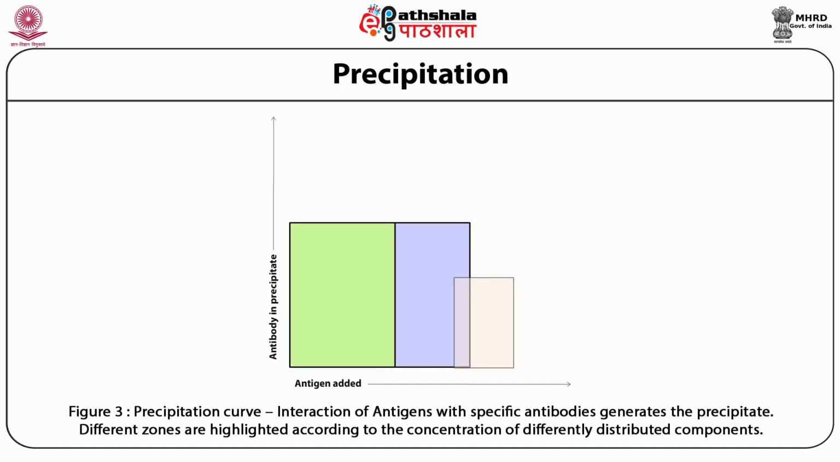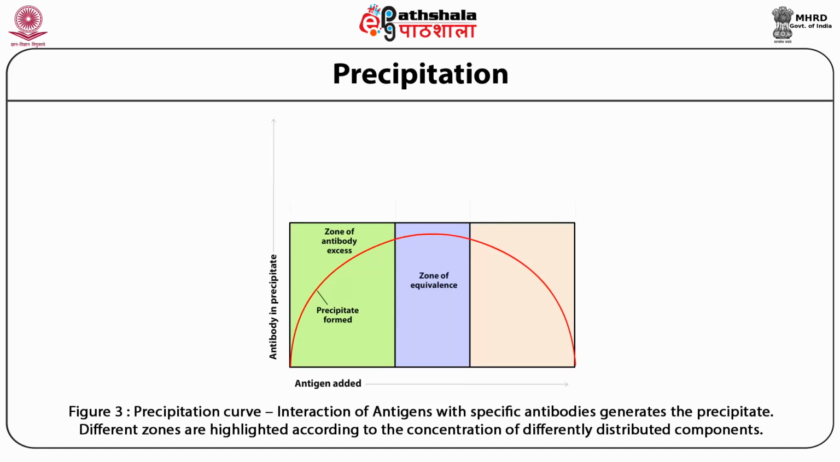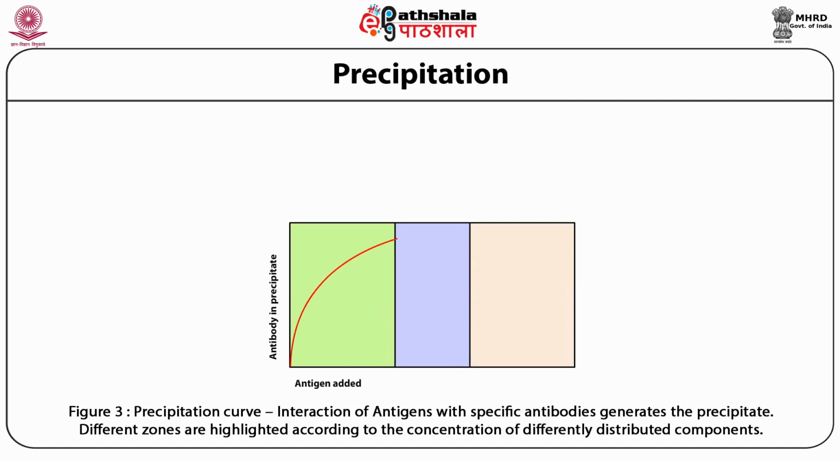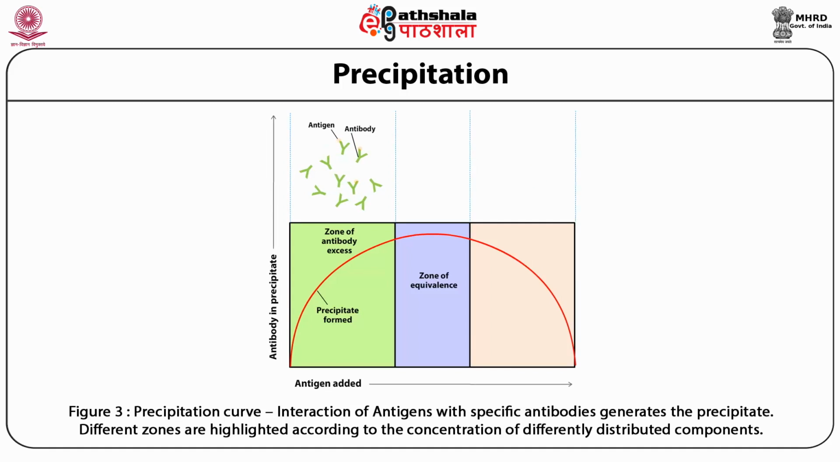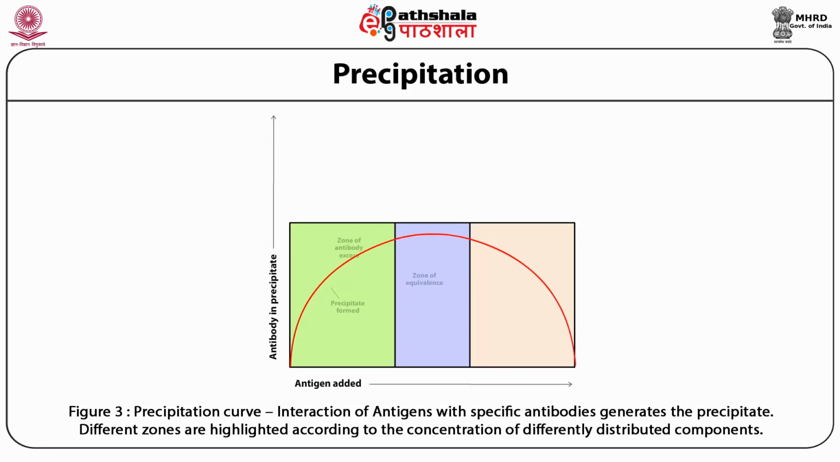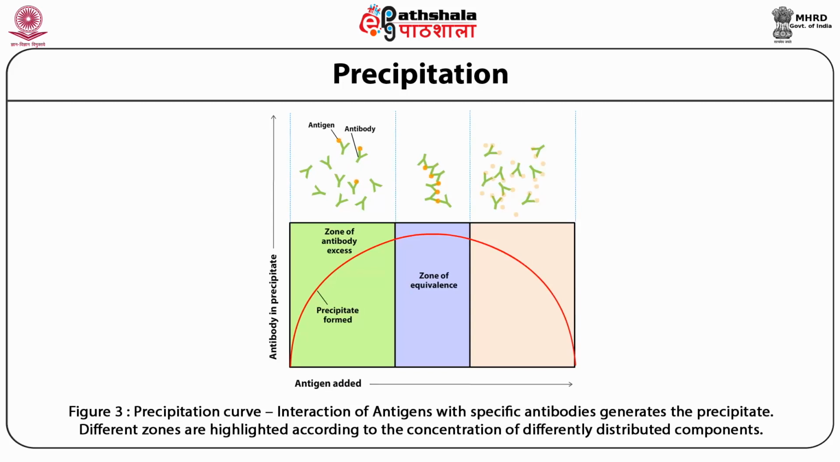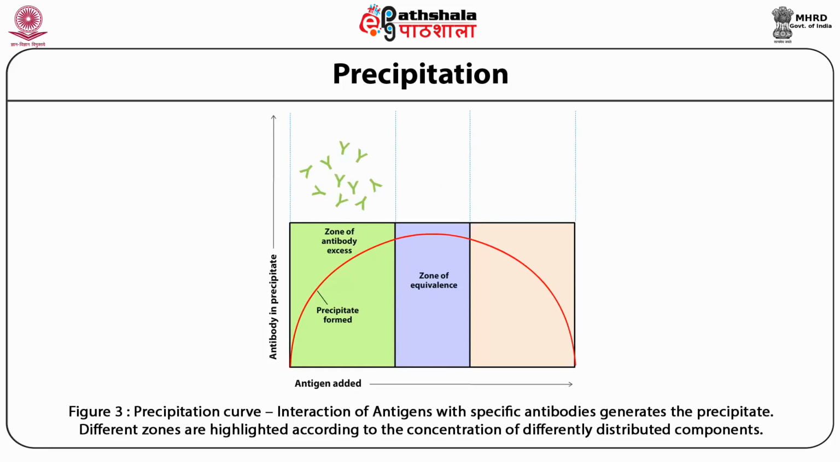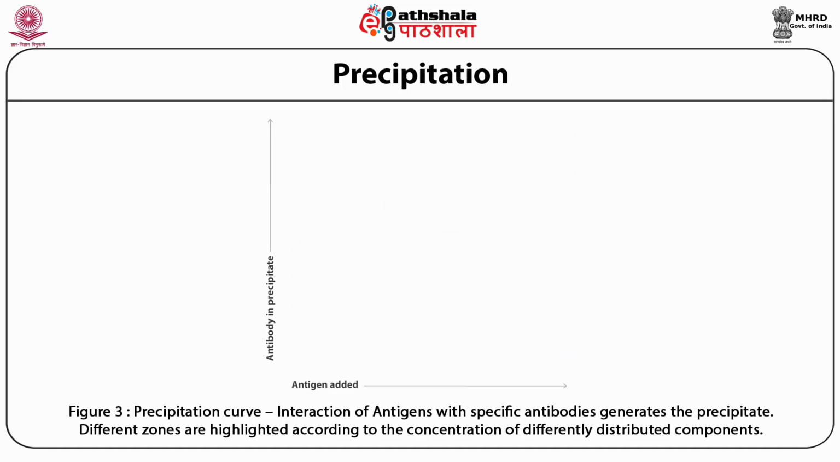This slide demonstrates the formation of the precipitation curve. It shows the interaction of antigens with specific antibodies that generate the precipitate. Different zones are highlighted in different colors according to the concentration of differently distributed components. We can see that the antibody in precipitate is shown on the x-axis and the antigen added in increasing concentration is shown on the y-axis. The zone of equivalence is shown in blue and it represents the maximal optimal concentration of antigen in antibody interaction. The precipitin curve is shown in red.